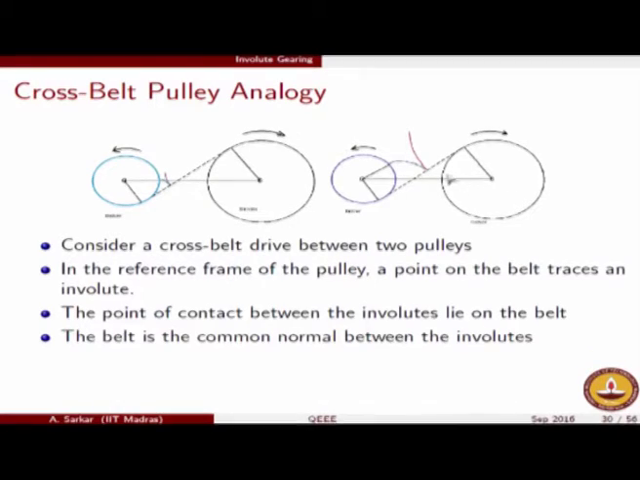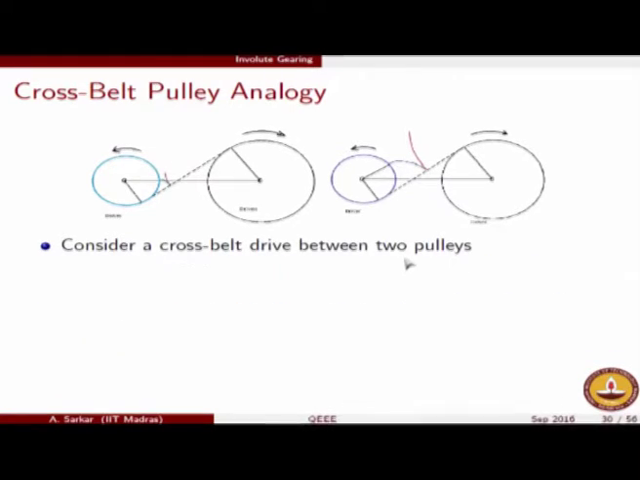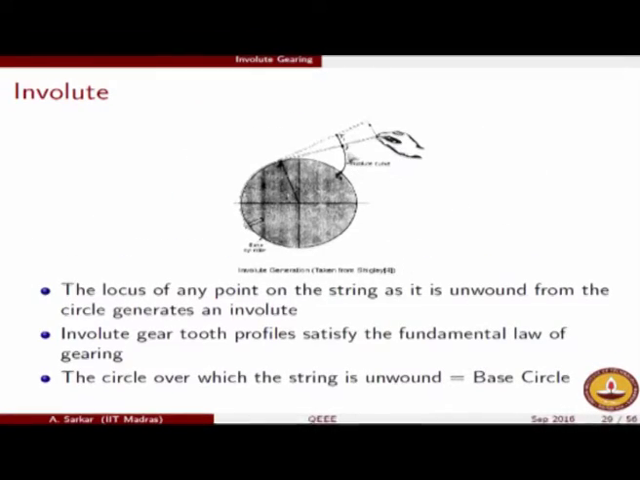between the two circles. It is also the common normal between the two involutes, because just look at the condition of the contact that is happening here. At the common point of contact, you will get the common normal to be exactly this belt. So the belt is the common normal between the pulleys, because again I could prove this from definition.